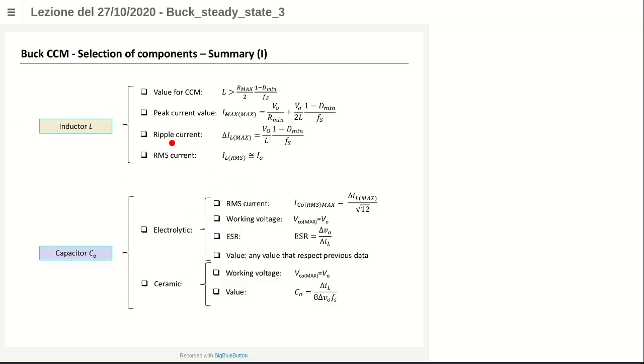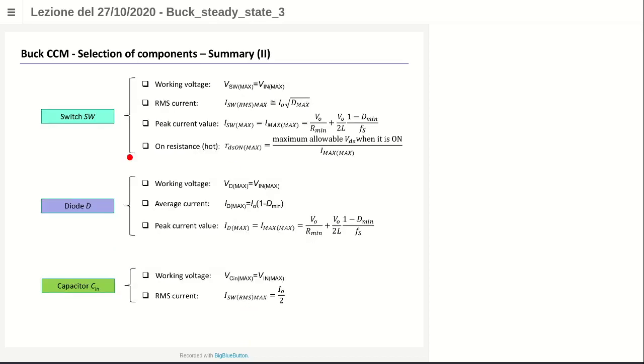These two slides summarize what we get for all the components. Look at the expressions you can have here for the root mean square value of the currents, the average value, the peak value of the current, the voltage across them, and so on. These are all the expressions that I derived.